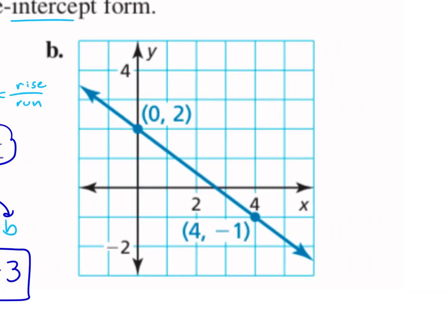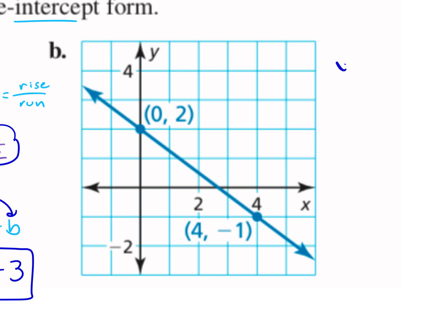All right, let's do b. Again, we're doing the same thing. We need to plug it into slope-intercept form, y equals mx plus b. So I need to figure out what the m is and what the b is. First, let's find our slope. We can count to find our slope, rise over run. Be careful here. Our line is decreasing, so what does that tell us about the slope? It's going to be negative.